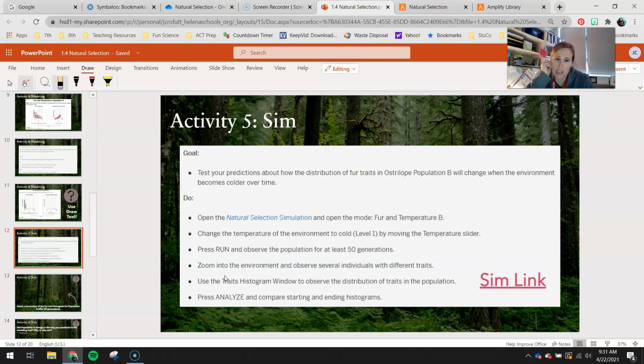Zoom into the environment and observe several individuals with different traits. So you guys can, as the time is ticking over those 50 generations, zoom in and just watch what some of those Australopes are doing. Use the traits histogram window to observe the distribution of the population. Again, that's in the bottom left-hand corner of the sim. And when you're all done with those 50 generations, press pause and then hit analyze.